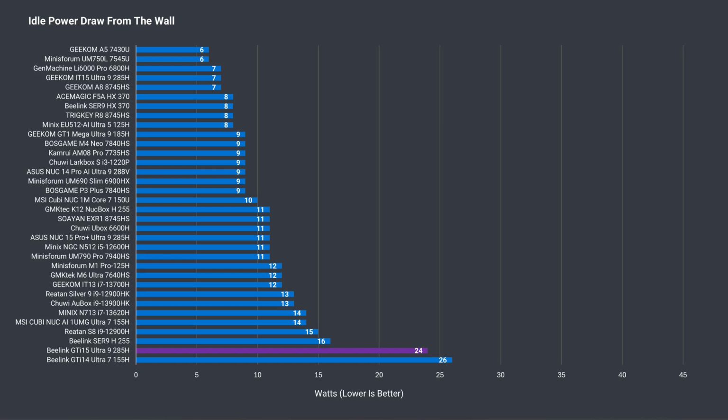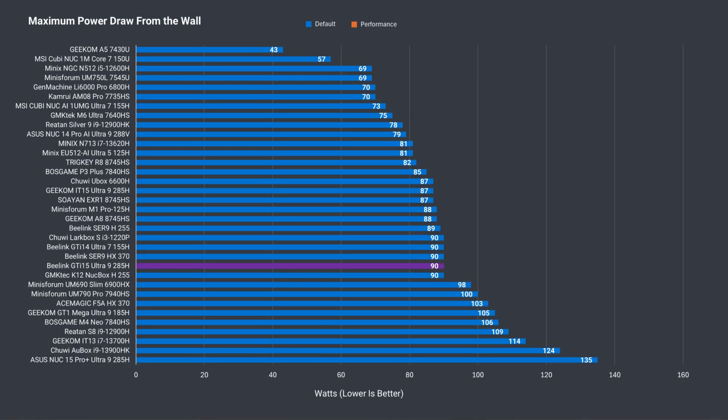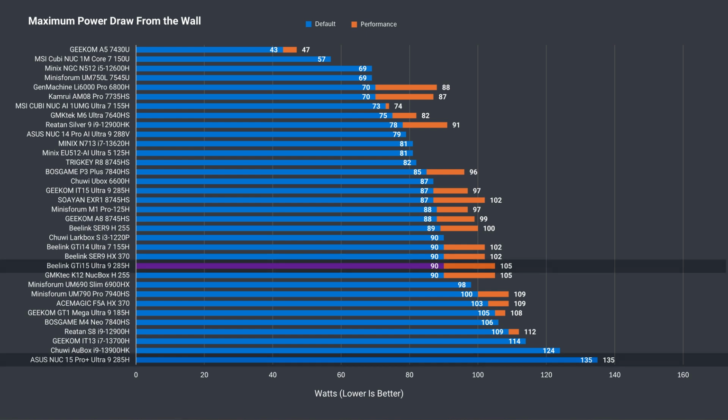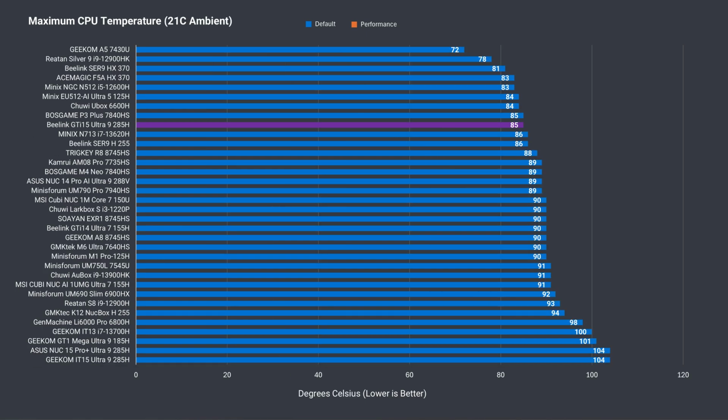I can't handle it. Oh, and just having the GTi 15 Ultra plugged into a power socket and turned off has it still using 4 watts of power, when it should be near zero. This is enough to make the case warm. Maximum power draw depends on the power mode. This mini doesn't have the crazy high power draw of the ASUS NUC 15 Pro Plus. Maximum CPU temps are pretty good, especially in 54 watt mode, which is the default out of the box.